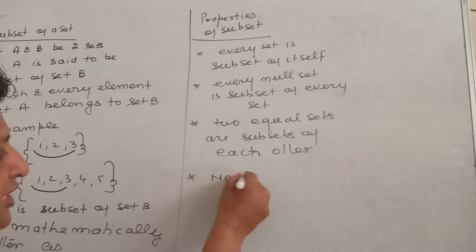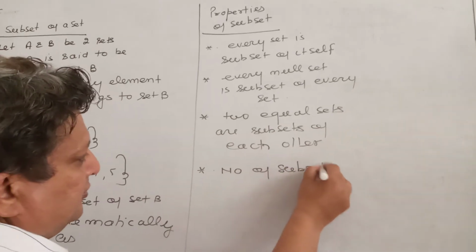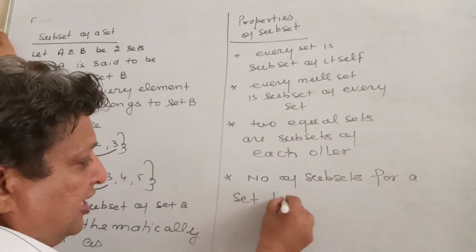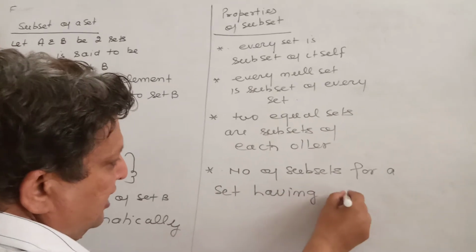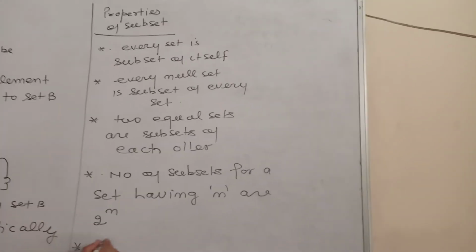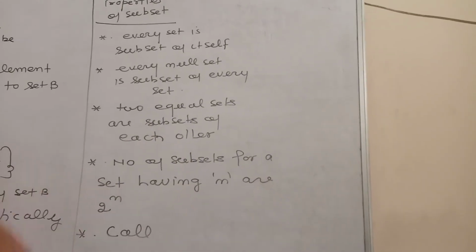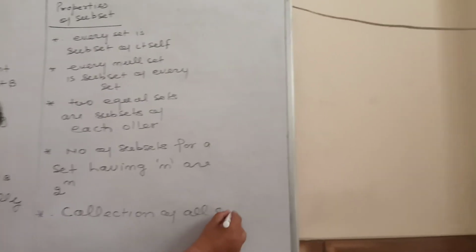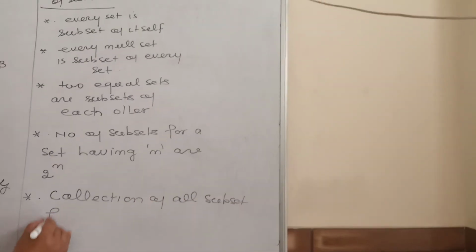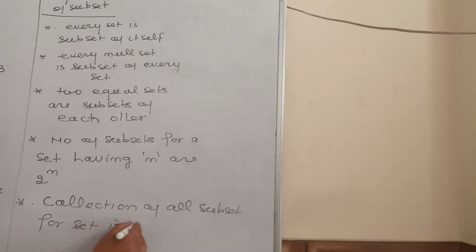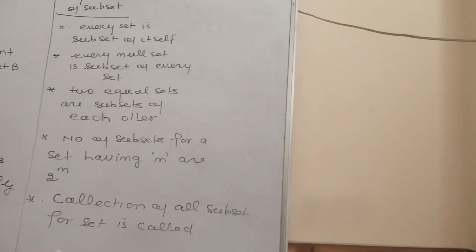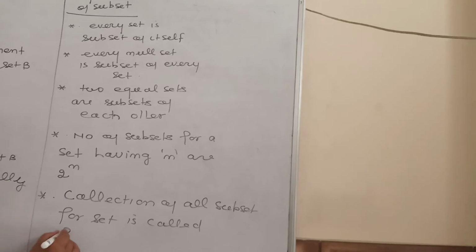Number of subsets for a set having n elements is 2 to the power n. The collection of all subsets for a set is called the power set.